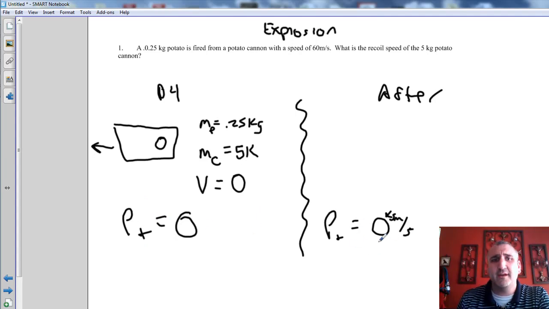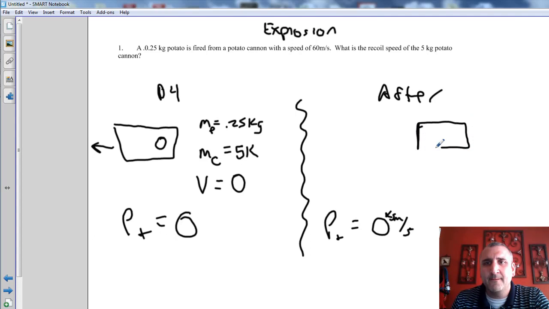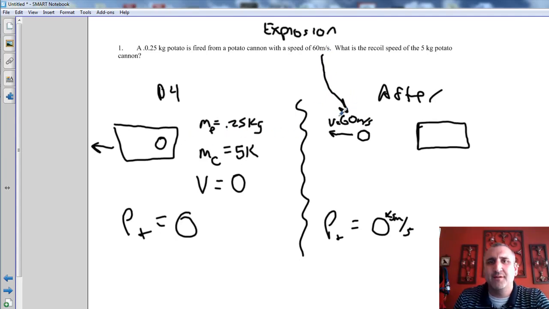But how is that possible? We have an explosion. Well, it's actually pretty simple. After the explosion, your potato is going this way with a speed of 60 meters per second. And because I drew it backwards, it's actually a velocity of negative 60 meters per second. And the mass isn't changing, 0.25 kilograms. And what I want to know is, what's the potato cannon going? Well, if the potato is going to the left, the potato cannon must be going to the right, because that's the only way you can get things to cancel out and equal 0.